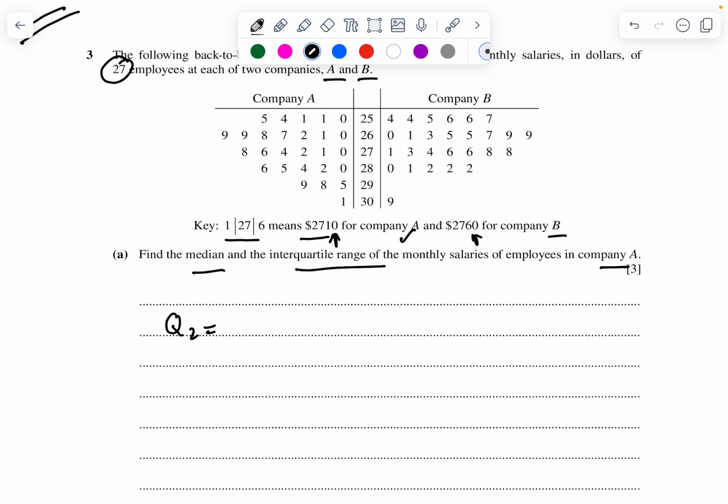So the median is the middle term. There are 27, so 27 plus 1 by 2, which is 28 by 2, which is going to be the 14th term. Which is the 14th term? 1, 2, 3, 4, 5, 6, 7, 8, 9, 10, 11, 12, 13, 14. This is the 14th term, so it's going to be $2710.